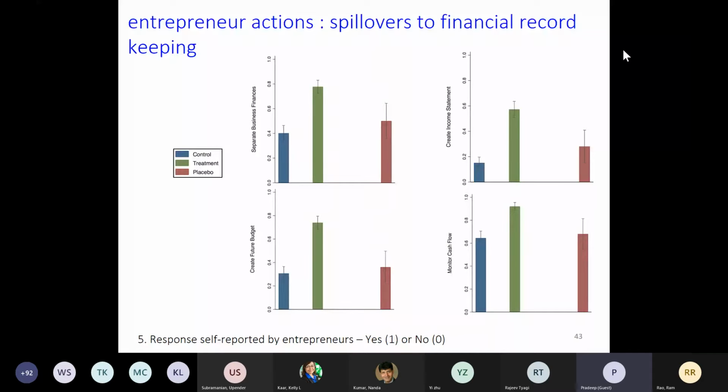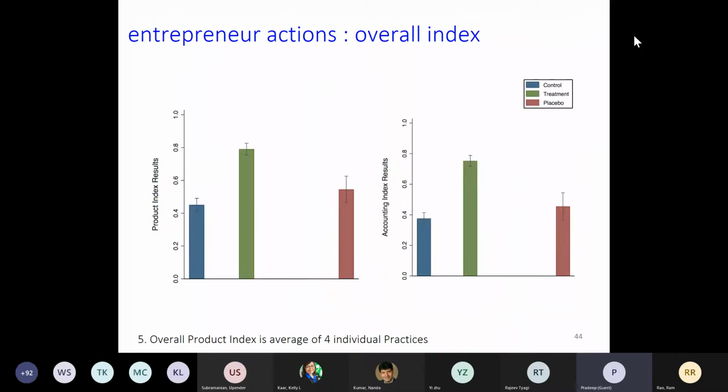Okay, and so what we see is that the treated group seem to be doing a better job at doing that, although nowhere in anything we told them was this implied in any way, right? And so they seem to be doing that. They also seem to be better at budgeting.